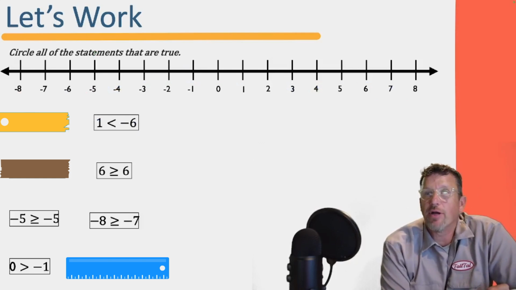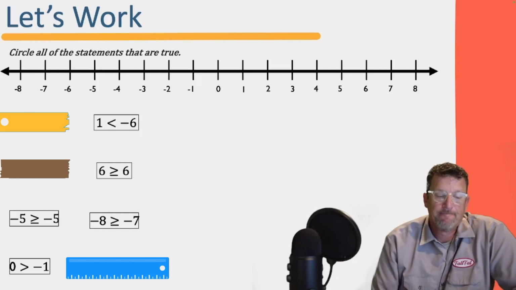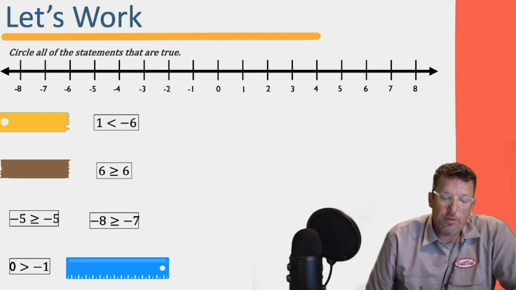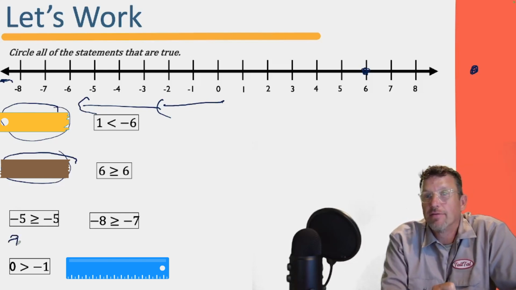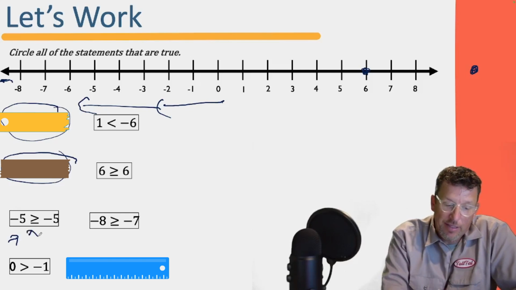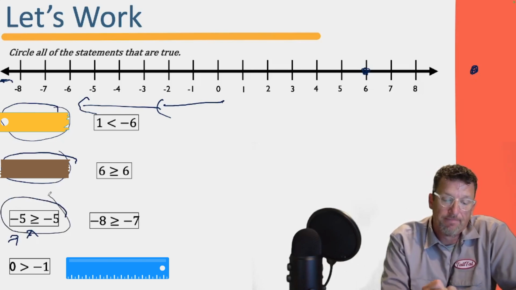So let's look at this. Now we're just trying to figure out which of these statements is true. And I gave you a number line to kind of use to guide you. Circle all the statements that are true. Negative 5 is greater than or equal to negative 5. Well, that little line underneath says they can be the same number. Is negative 5 greater than negative 5? No. Is negative 5 equal to negative 5? Yes. So that one works.